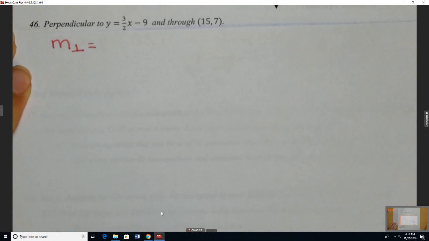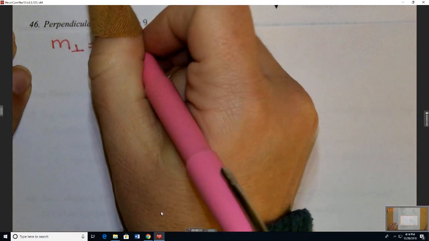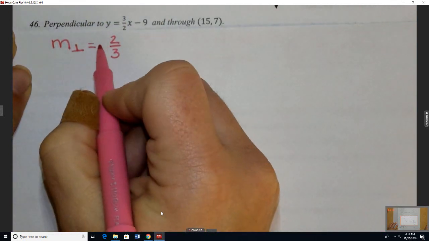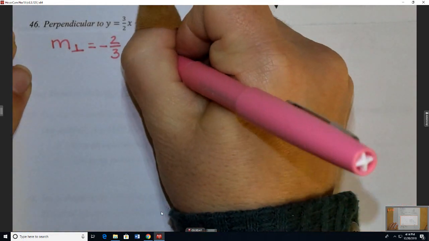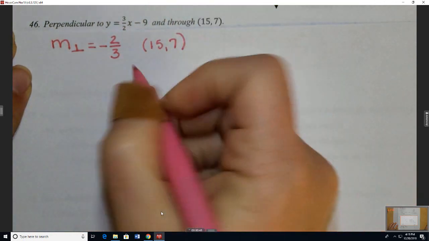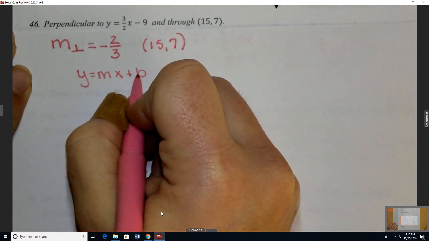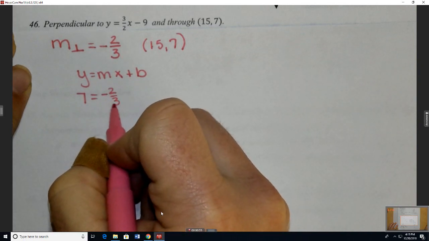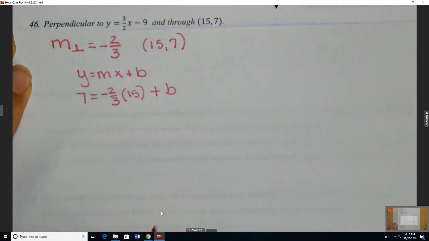The slope of the line perpendicular is the opposite reciprocal, so we'll use the 3/2. We'll flip that over to be 2/3 and change the sign to make it -2/3. And then because we know we want it to go through the point (15, 7), we can use the strategy for finding b, where we plug in to y equals mx plus b. So y is 7, m is -2/3, x is 15, and then b is what we're solving for.